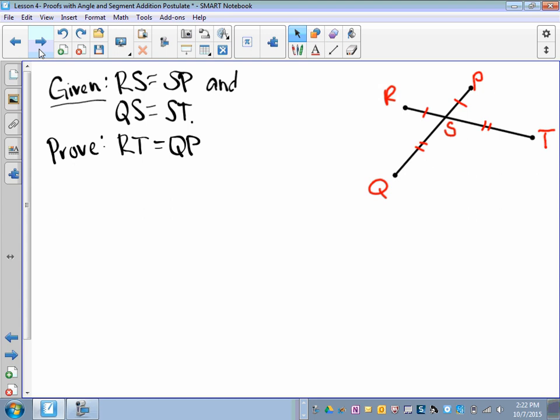So copy this drawing. And so we're given the measure of RS equals the measure of SP, and the measure of QS equals the measure of SP. And they want us to prove then that the measure of RT is equal to the measure of QP.